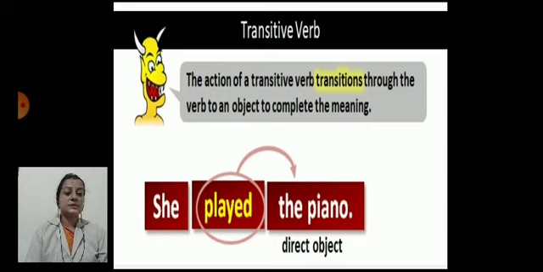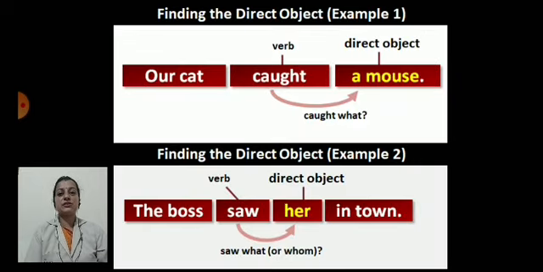So here you can see that played, which is the action verb, is followed by the direct object, the piano. So we can say it's a transitive verb. Now we have to know what a direct object is. You can see here: Our cat caught a mouse. Our cat is the subject, caught is the verb, a mouse is the direct object. Because the verb caught shows: caught what? What did our cat catch? A mouse. So a mouse is the direct object.